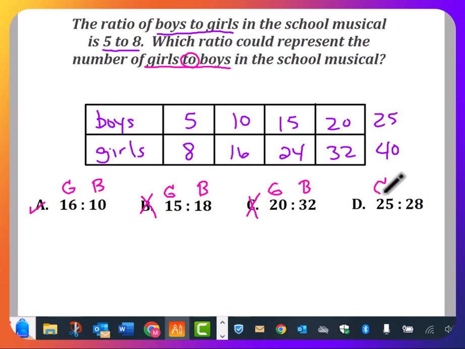And what about 25 girls to 28 boys? Again, when I look down on my girls, there is no multiple of 25. So the correct answer for this one was A.